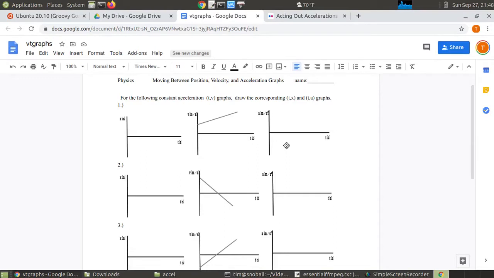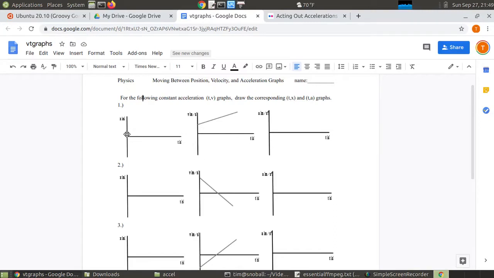So what I want to do is walk through these, and I'm going to act out the different motions, and hopefully by the end of this you'll have an idea of some of the logic it takes to go between these different graphs. So for the first one, it says I have a positive initial velocity and it gets more and more positive. So what should that mean for the position time graph?